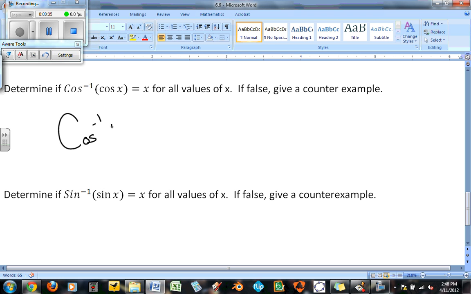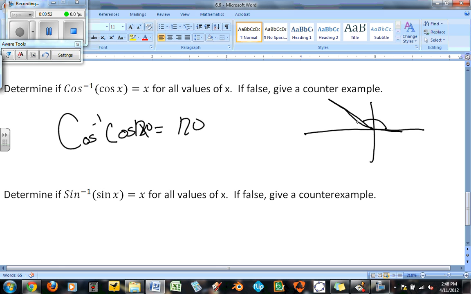Cosine inverse of cosine of x, does that equal, let's say 120, my bad, 120. Okay, so 120. Now let's draw our angle, 120. Here's our angle, 120. We use its reference angle, 60, to tell what its trig ratio is. So its reference angle is 60.